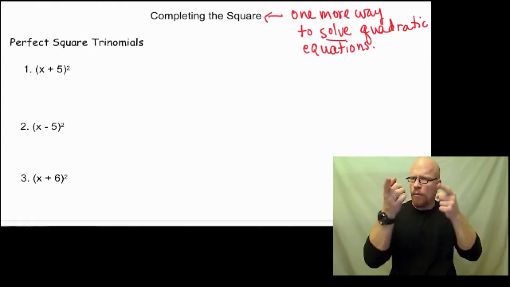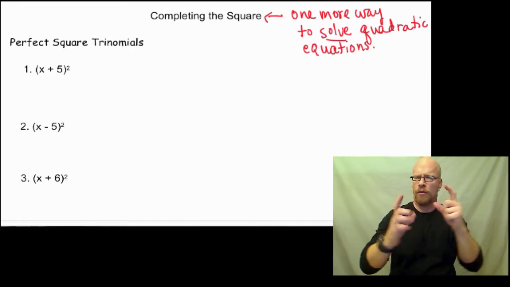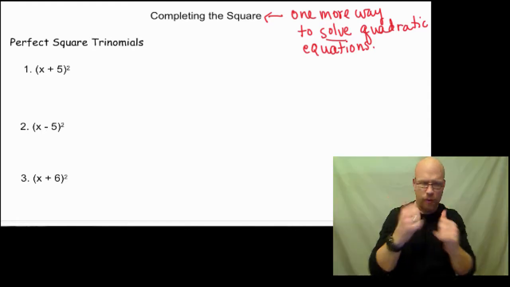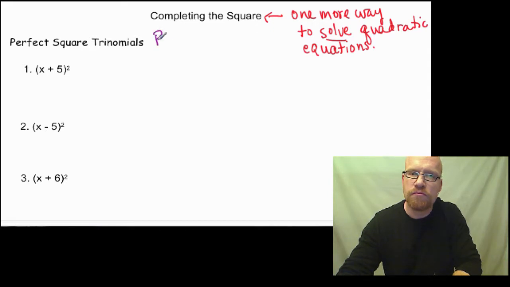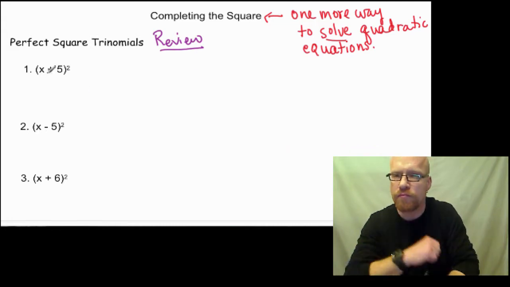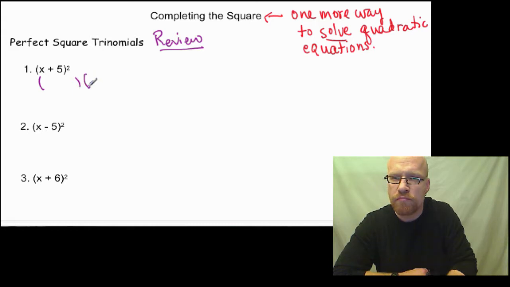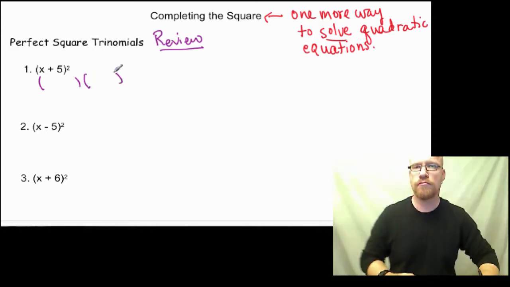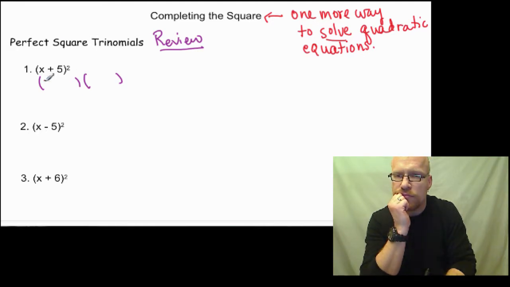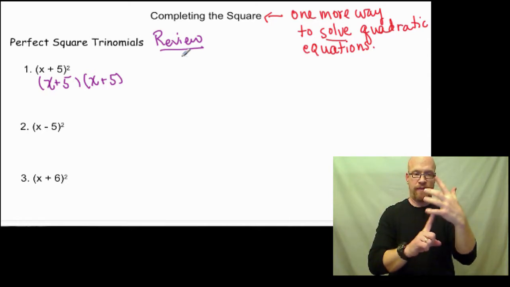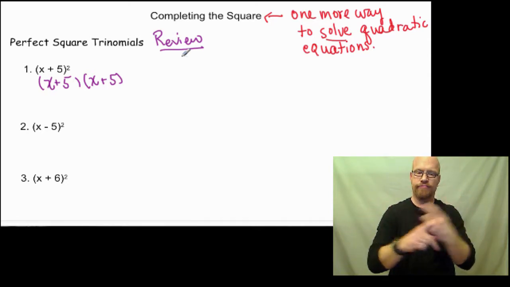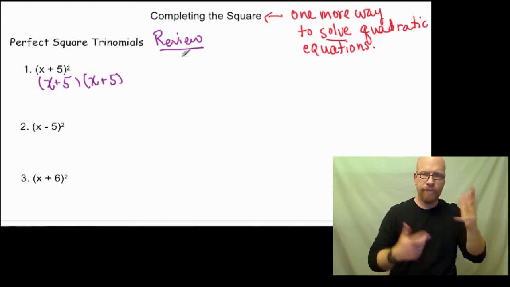We need to remind ourselves what happens if we have a perfect square trinomial. What does it look like when you multiply it out? We'll do one right now. So, that's what it means. x plus 5, the quantity squared, is x plus 5 times x plus 5. Now we're going to multiply and distribute the x and the 5, and we'll see what we end up with.